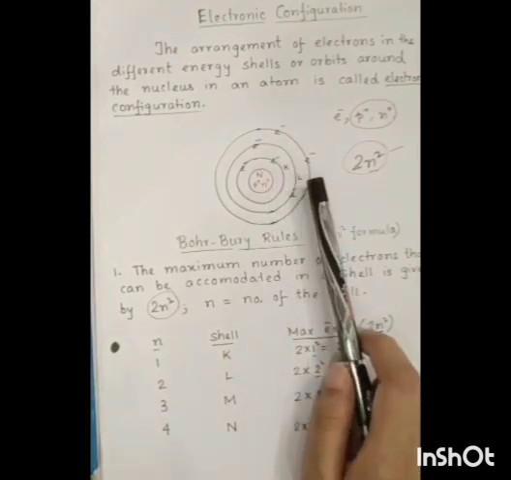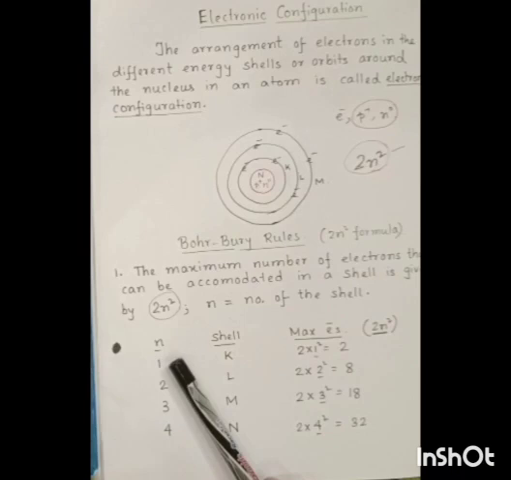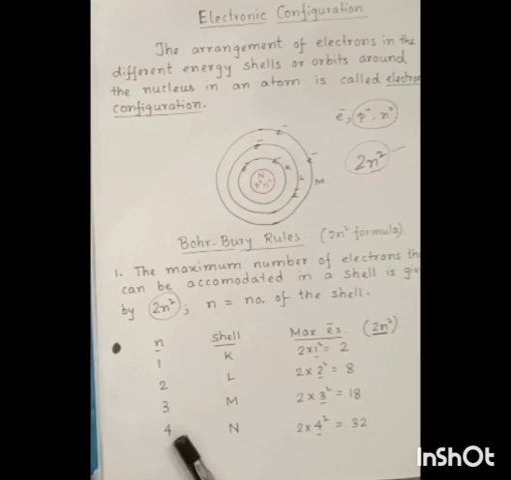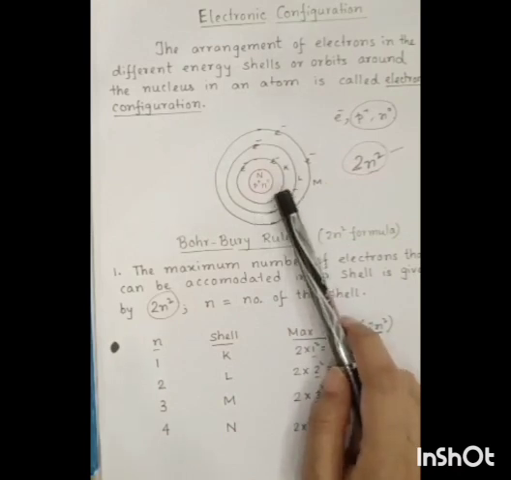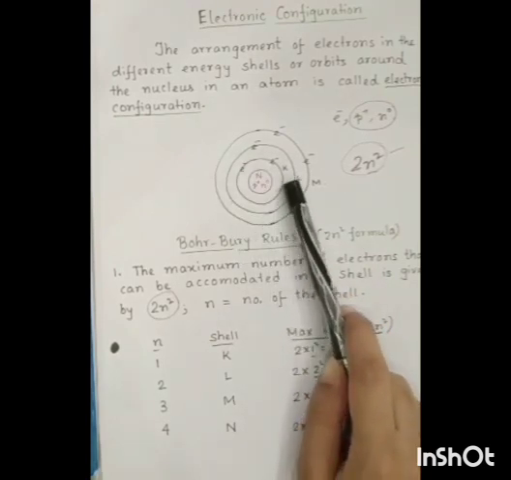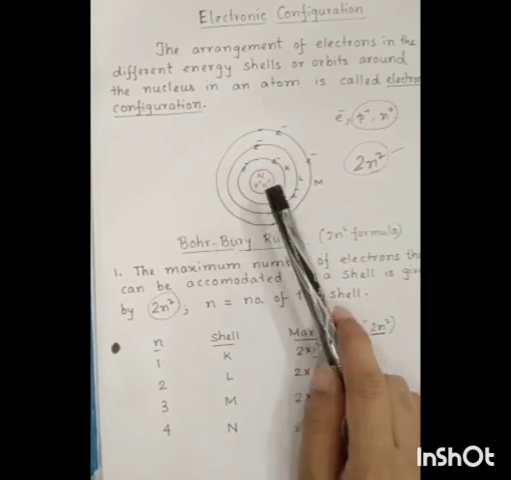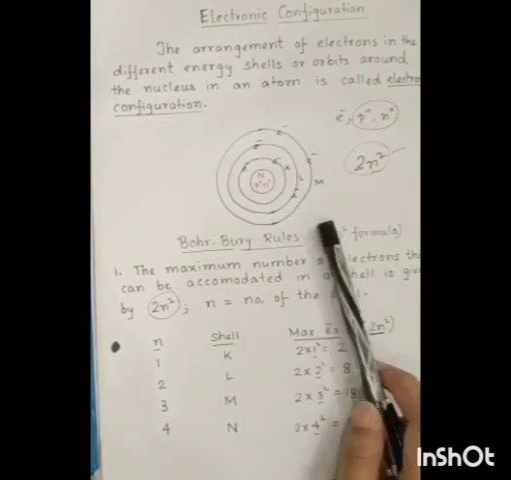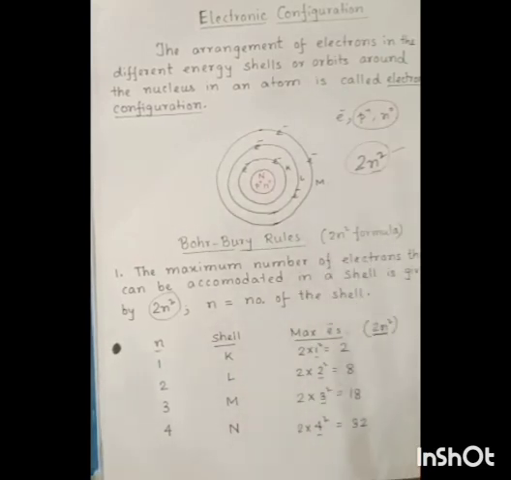And the number of the shell is denoted by the symbol n. Okay, so when n is equal to 1, we are talking about the first shell, and similarly when n is equal to 2, 3, 4, we are talking about second, third and fourth shells respectively. Now, the shell which is closest to the nucleus, obviously K shell we are talking about, has the smallest size and therefore the capacity of the shell will be least, whereas as we move further from the nucleus, the size of the shell increases, and accordingly the capacity to hold or accommodate electrons also increases.